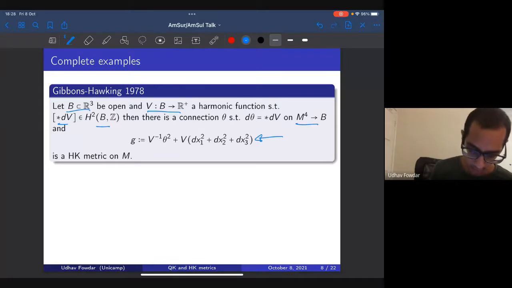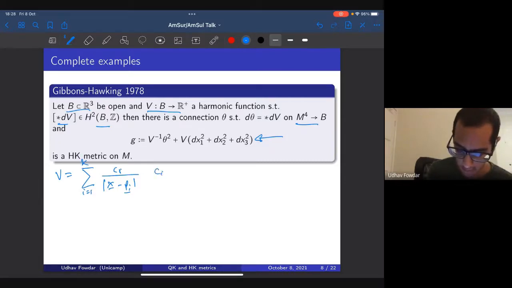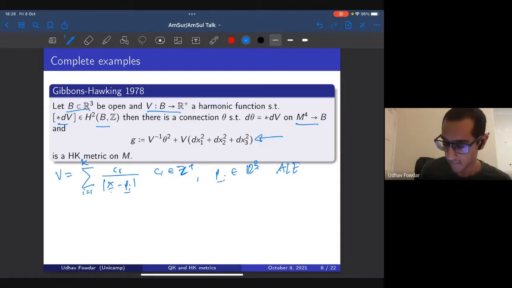Moreover, it is known that if you take your harmonic function to be of the following form, some constant, let's say C, divided by this thing here, where C is some positive integer, and the P's are some points in R3, and x is the coordinate in R3, then you get a complete metric of ALE type. So this produces a complete hyperKähler metric. For instance, the flat metric occurs when you take C to be 1 and P is just the origin, just a single point.